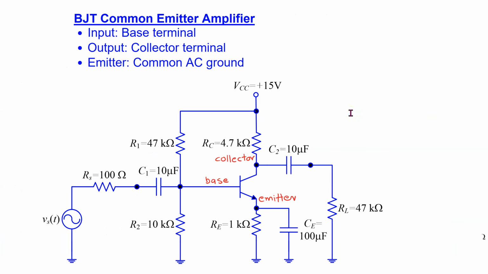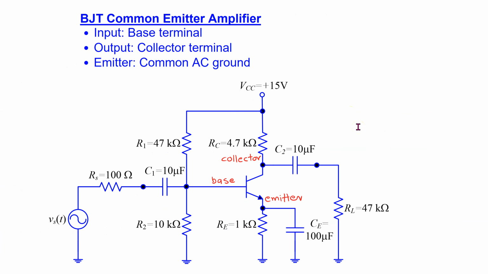Let us first consider a BJT common emitter amplifier. In this circuit, we are using an NPN BJT. R1, R2, RC, RE, and VCC form the voltage divider bias circuit. Biasing is a purely DC operation, and the purpose of the voltage divider bias circuit is to keep the BJT in active mode for amplification. Recall that active mode is that the base emitter junction is on and the base collector junction is off.